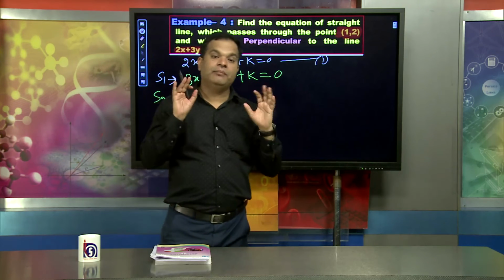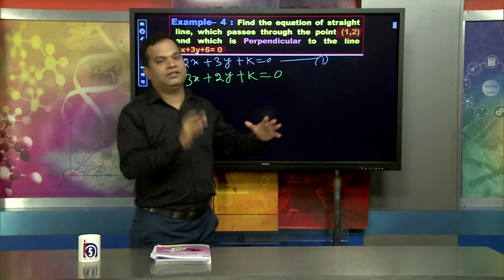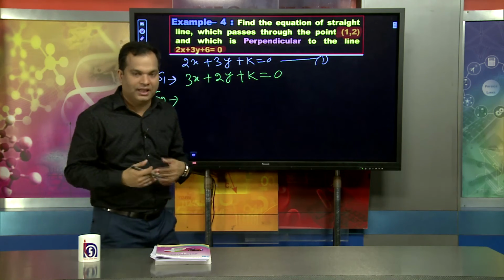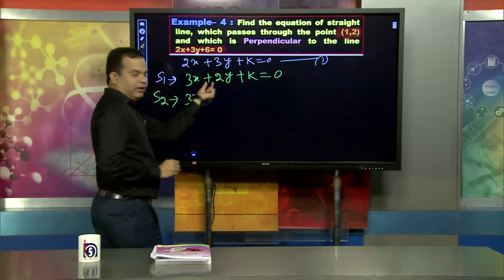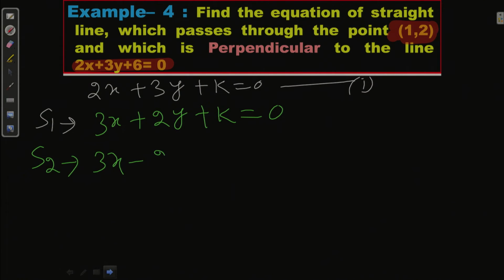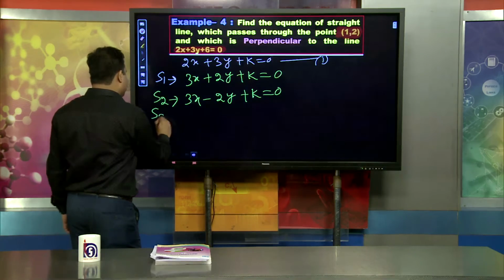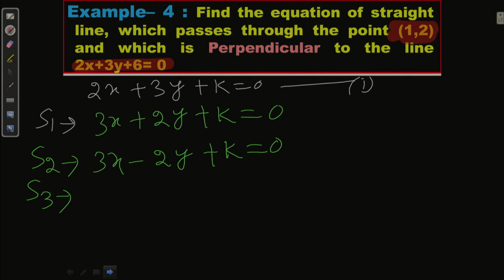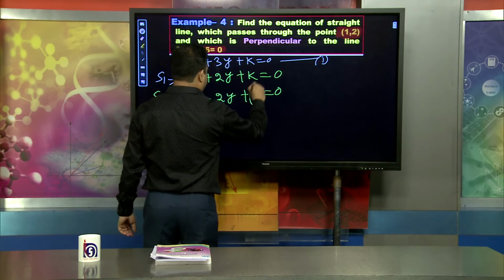Dear learner, that is a very important step. You must understand it. Otherwise, you cannot find under which condition one straight line will be perpendicular to another line. So I can say 3x, it was plus, now it becomes minus 2y plus k equal to 0. Step 2 we have found. Now we have to move to step 3. Step 3 is very simple: since the equation is passing through (1, 2), we have to find the value of the constant k. Now we are going to find the value of k.